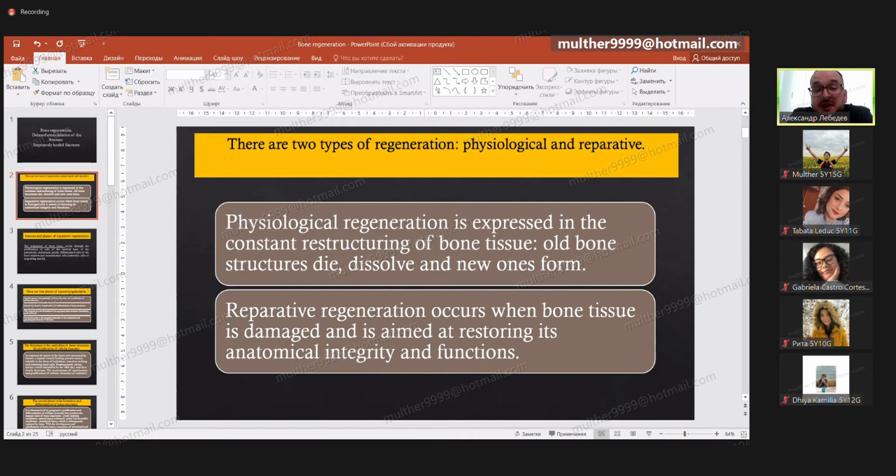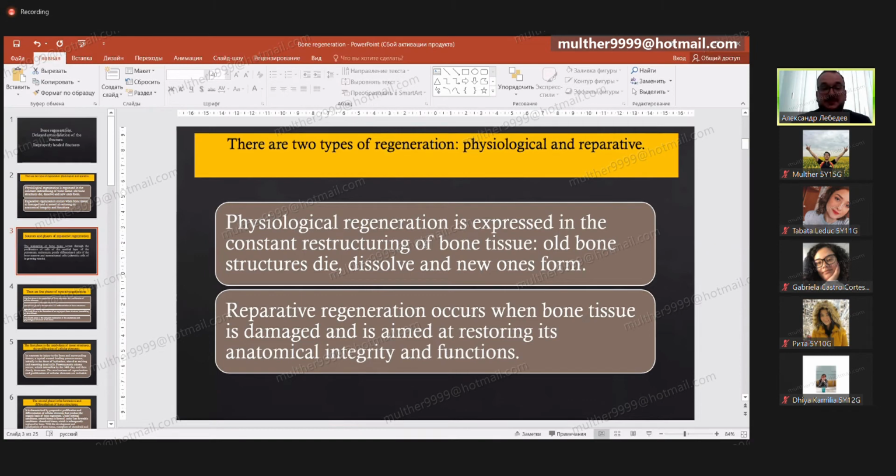And if you speak about physiological regeneration, these things happen after fracture and without any purulent and septic problems. Reparative regeneration happens in osteomyelitis, nonunion, and some others. But both of these regenerations must finish what? They must finish with the total union of the fractures.